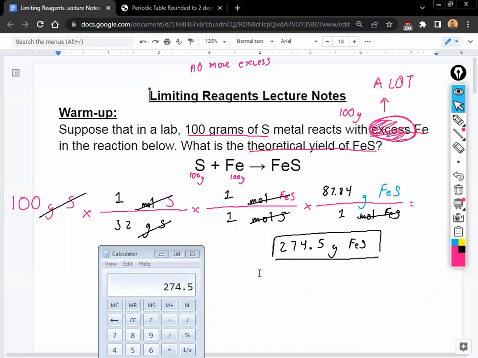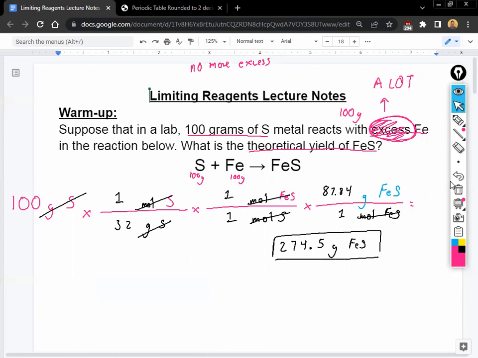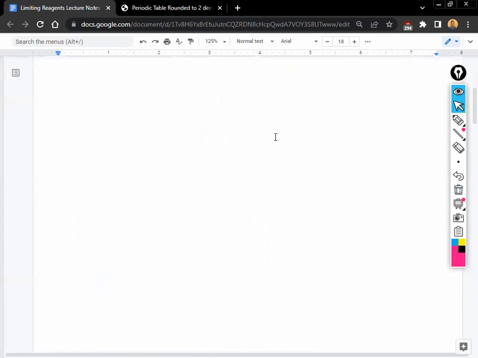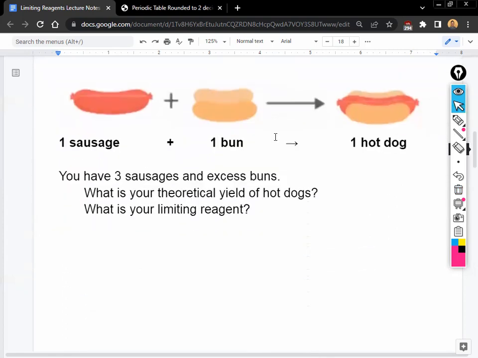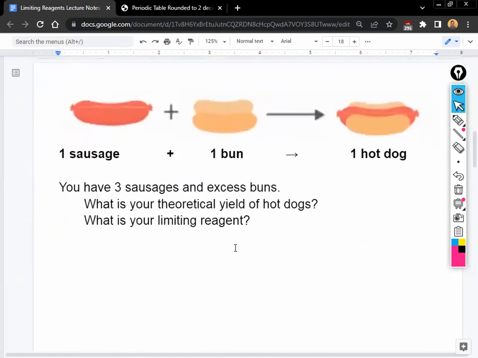Okay. So let's move on to the notes part, and then we're going to go into the actual problem. You guys don't need to copy this down. This is just to help us make sense of the concept we're talking about. Up here I have a chemical reaction for making a hot dog. Kind of like a recipe.